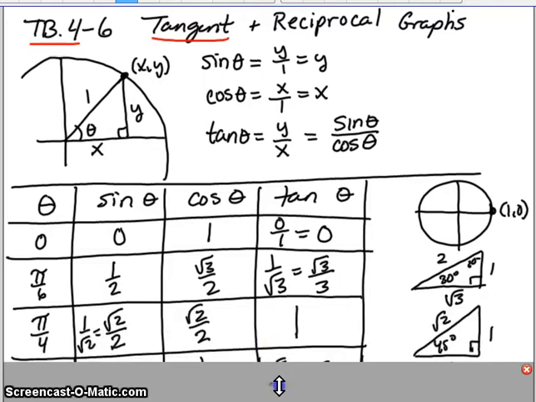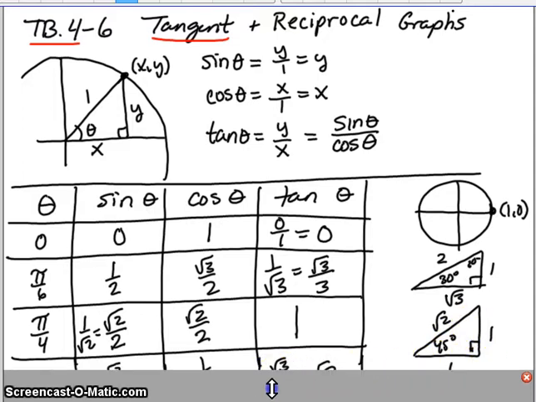Pi over 4 is a 45-degree angle. We look at our 45, 45, 90 triangle, which has the ratios 1, 1, square root of 2. And we see that sine and cosine are both the same, 1 over the square root of 2, or square root of 2 over 2. And since sine and cosine are the same, when we divide them, tangent equals 1. Or we can see opposite over adjacent here is 1.